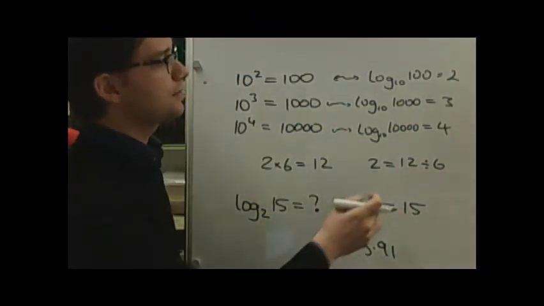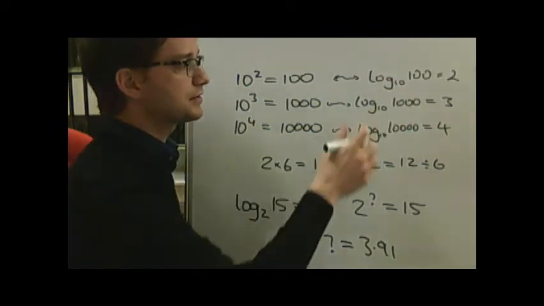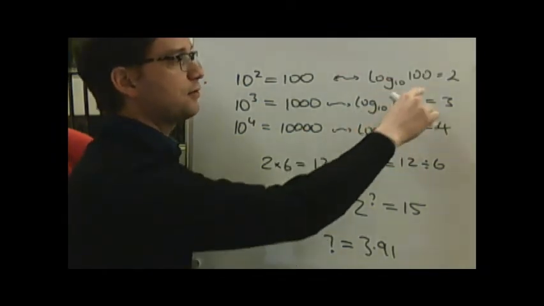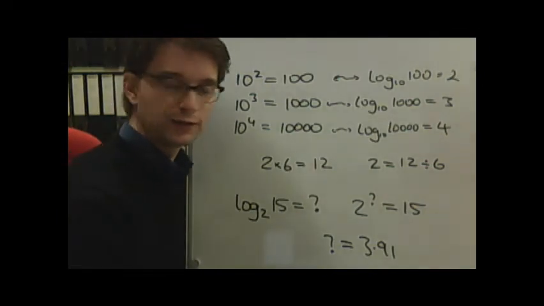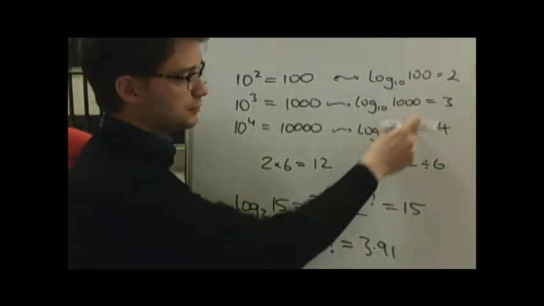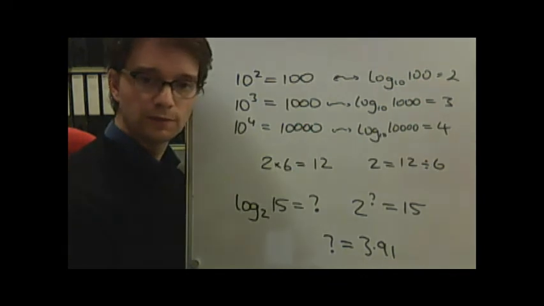In the same way, you could look at these sorts of numbers and say, well, log to the base 10 of 500 must be somewhere between 2 and 3. And log to the base 10 of 8,000 must be somewhere between 3 and 4.